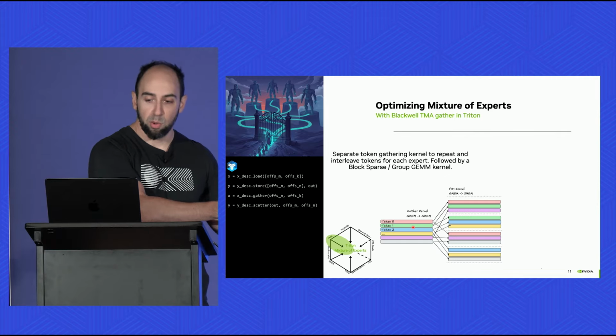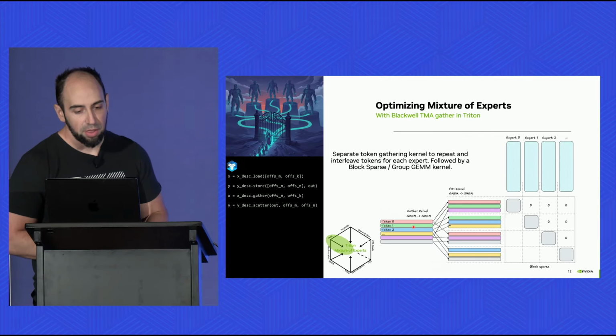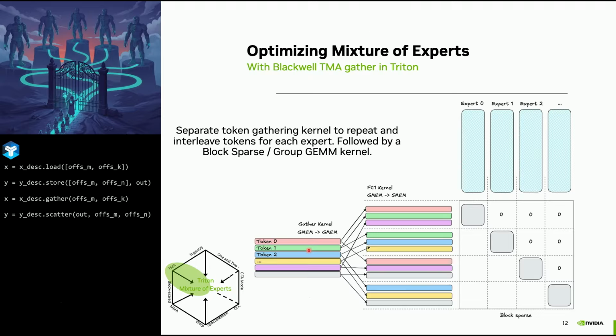Effectively, we take them, we repeat them in global memory, we have this big activation, and then we send each of those through tensor memory loads down into SMEM, where we're going to operate on them with our MMAs for each of our experts. We get effectively a block sparse or group GEMM form of the fully connected layer.